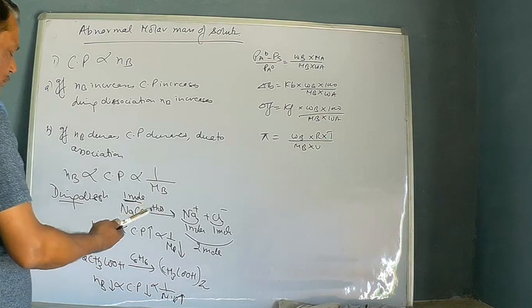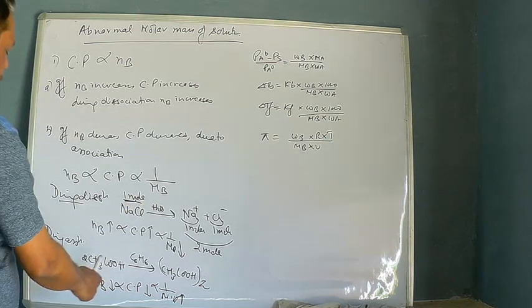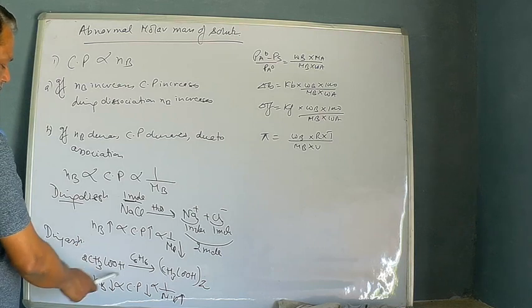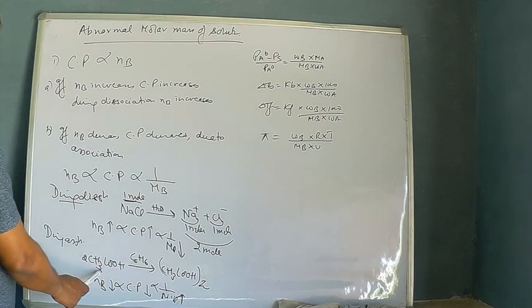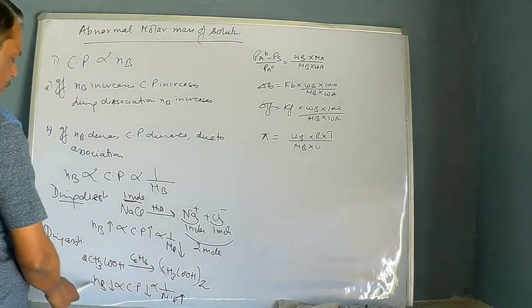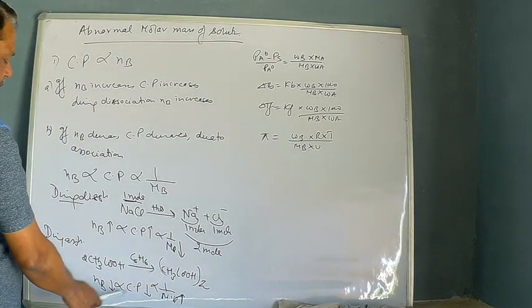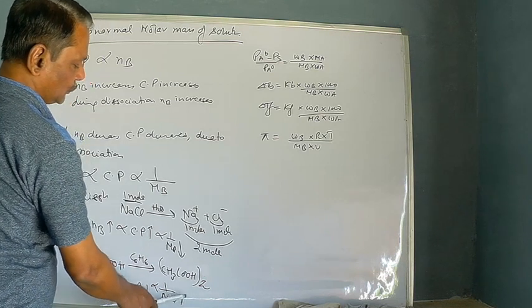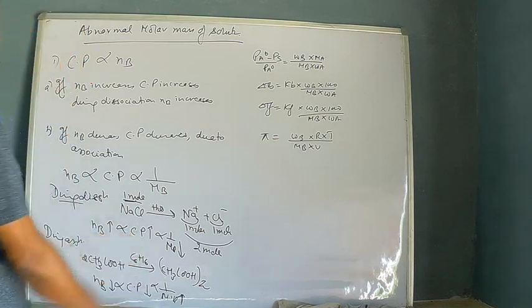And during association, what do you find? Number of moles of solute particle decreases. As you see here, acetic acid in presence of benzene, 2 mole of acetic acid gives you 1 mole of acetic acid, and hence in this case, number of moles of solute particle decreases. Therefore, colligative property decreases, and hence molar mass is always more than expected.